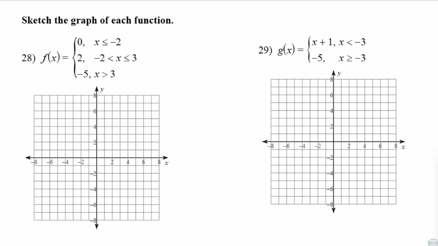The last questions here are these piecewise functions. So let's go ahead and graph these. So number 28. Remember, we think of this as three different equations. Y equals 0. Do that one in blue. The next one, y equals 2. And the last one we'll do in green. And that's y equals -5.